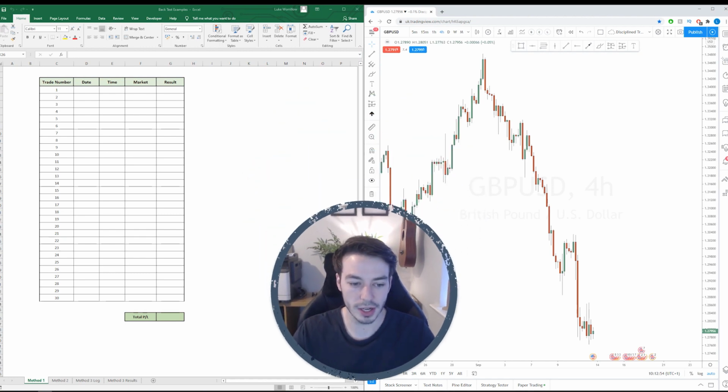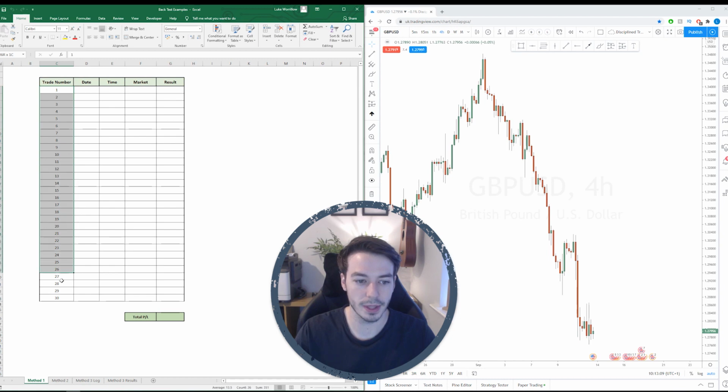So you can see it on the screen now. We have got the pound dollar up on a 4-hour chart just here on Tradingview, and then this is method 1, so this is the simple spreadsheet that I was talking about. And as you can see, we've split this up into 5 simple columns. We've got trade number down this section here. So this is literally just so we can quickly see how many trades we've taken.